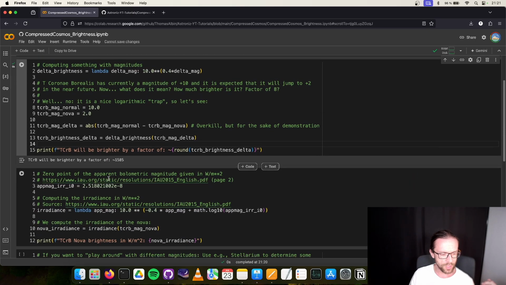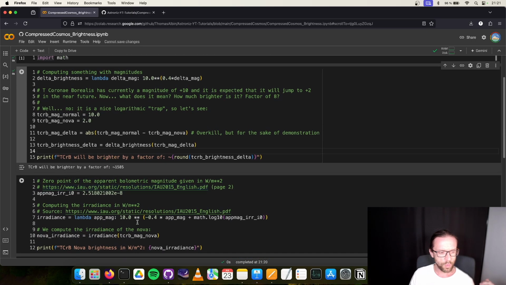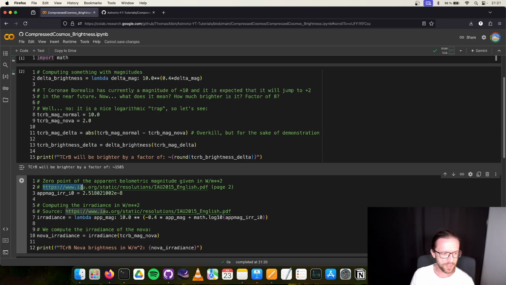Now the question though is, what does a magnitude mean, right? One astronomical unit is around the distance between the sun and the earth. It's around 150 million kilometers. But what is 1 mag or 2 mag? How does it translate to something more human readable? And for this, we are considering a paper from the International Astronomical Union. I put the link here also as a comment.